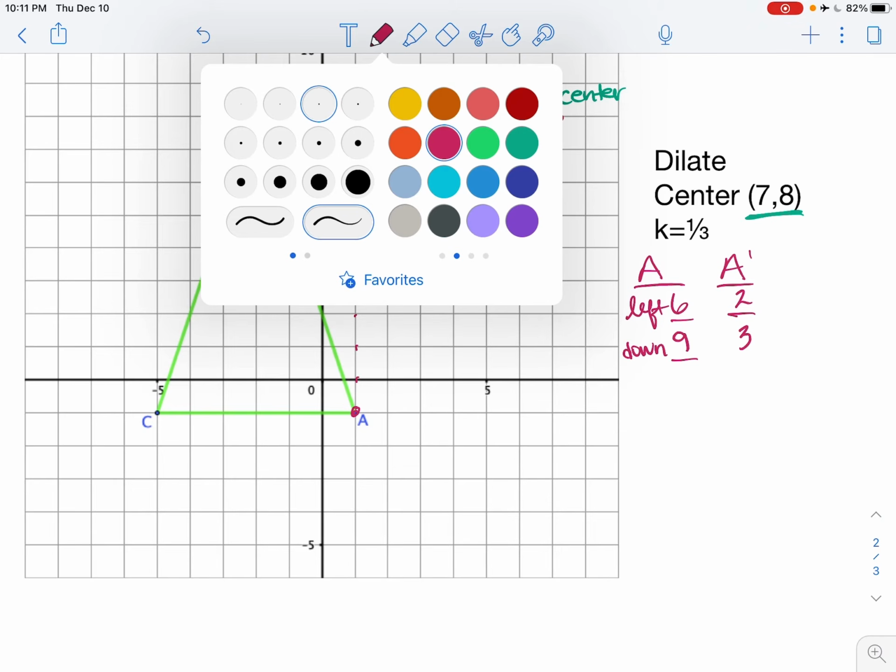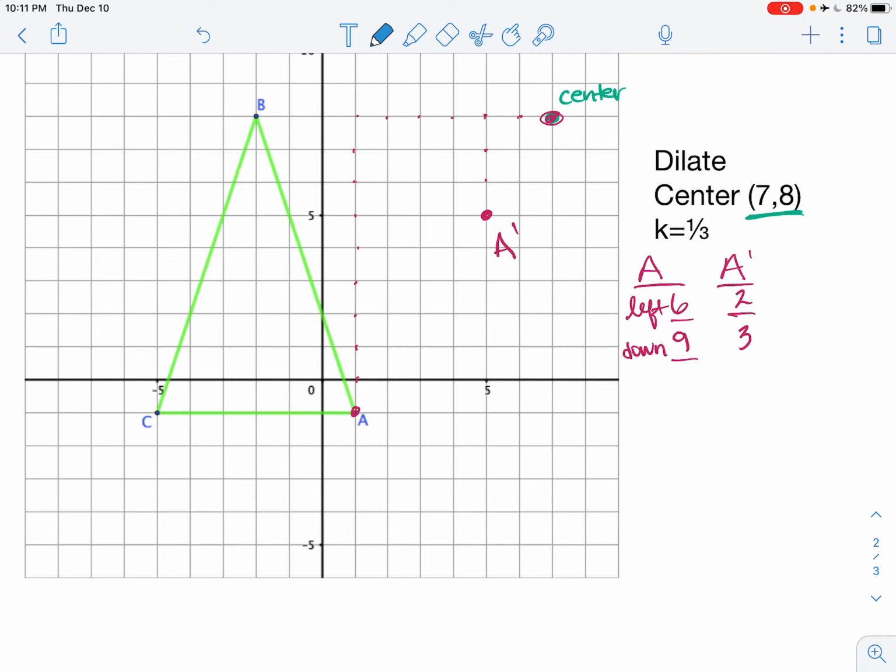Let's take a look at B. B is a little bit different. I don't have to go in two directions to get from the center to point B. I only have to move left. So B is left 1, 2, 3, 4, 5, 6, 7, 8, 9, which means B prime will also be left, but 1/3 of that distance. So it's just going to be left 3. So I go back to the center and count left 3. This is my location for B prime.